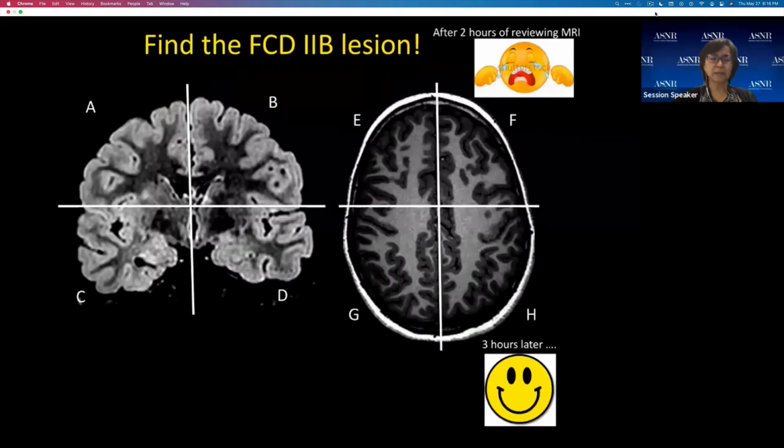So in the last minute or so, I will leave you with this challenging case to find the subtle focal cortical dysplasia type 2B. Which quadrant do you think the lesion is located at? I will give you the answer during the Q&A session. To give you an idea of how challenging this case is, if you look at the top right-hand image, this is me after reviewing the images for 2 hours and I still could not find the lesion. However, I persisted and an hour later, I did find the lesion.